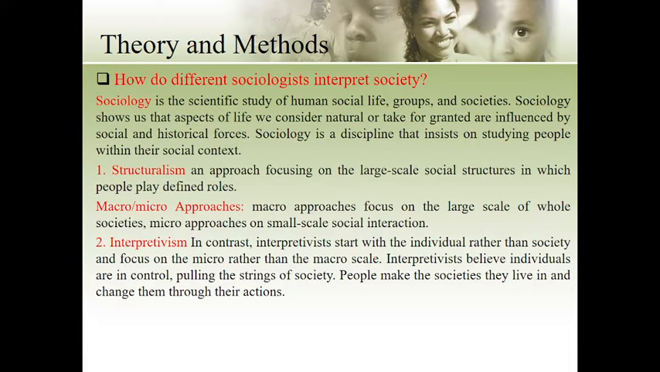There are basically two approaches used by sociologists in order to interpret the society. The first one is structuralism. Structuralism is an approach focused on the large scale social structure in which people play a defined role. You can say it is a macro approach. The macro approach focuses on the large scale of whole societies, while the micro approach, which we will discuss next, focuses on small scale social interaction.